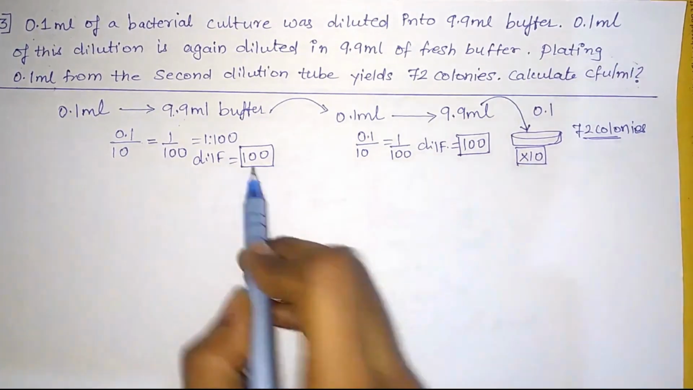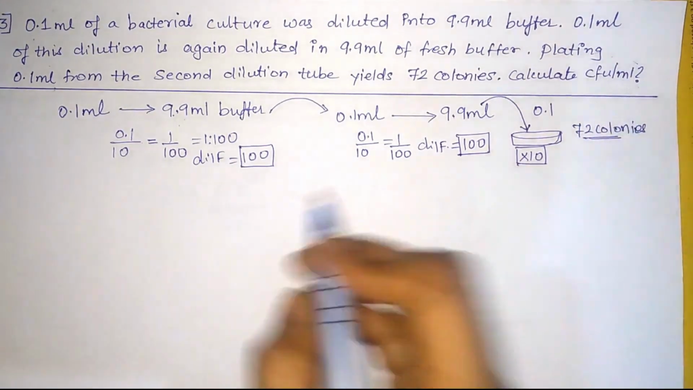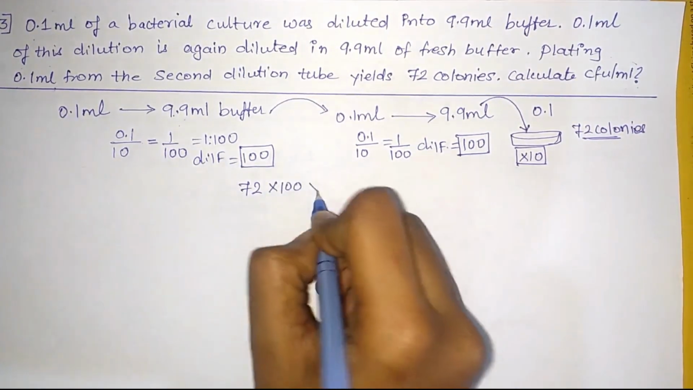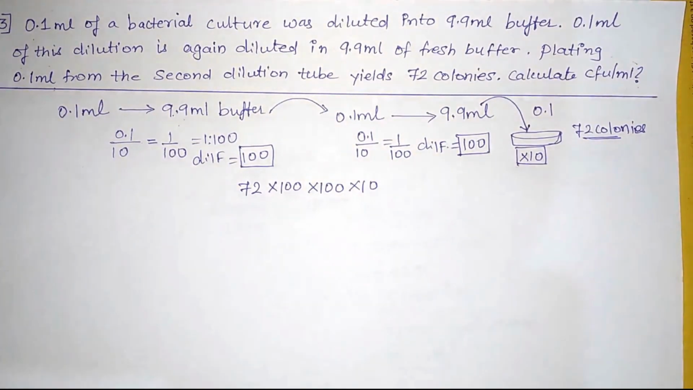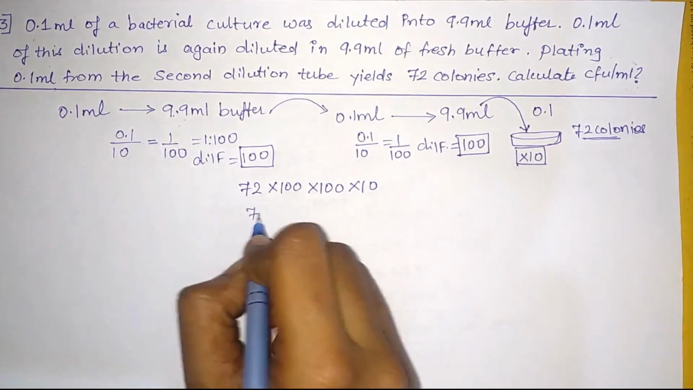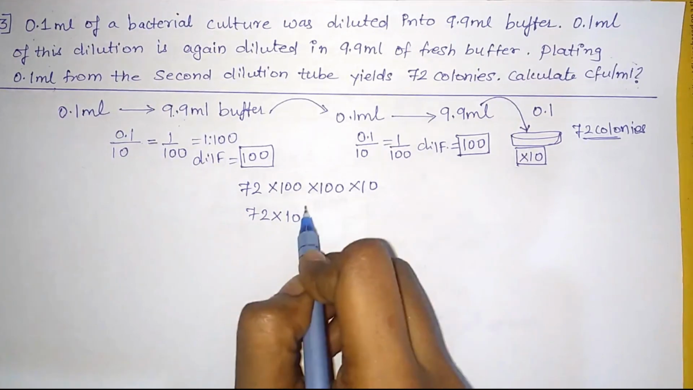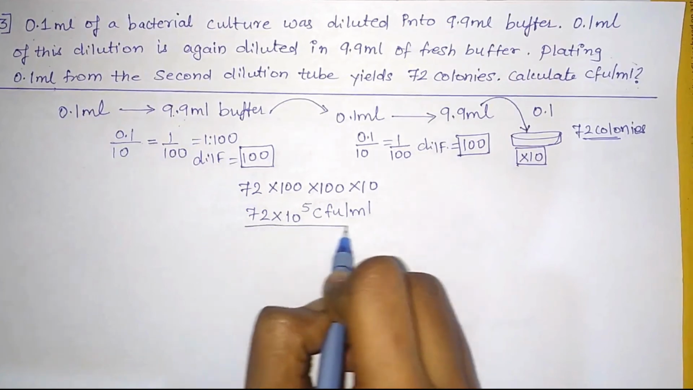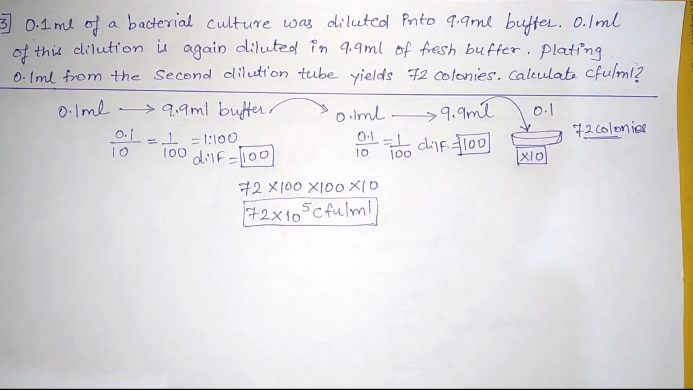So we have got all the factors that we have to multiply to this 72 colonies to obtain the CFU per ml. So the correct answer will be 72 into 100 again into 100 multiplied by 10. So it will be equal to 72 into 10 raised to 5 CFU per ml. I hope students this particular question is understood for you to solve.